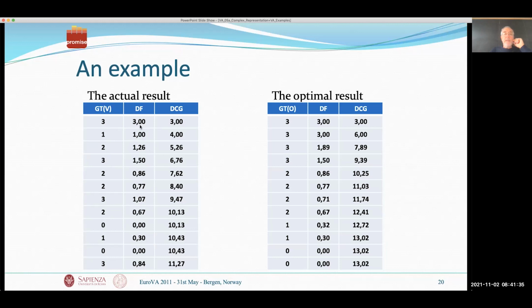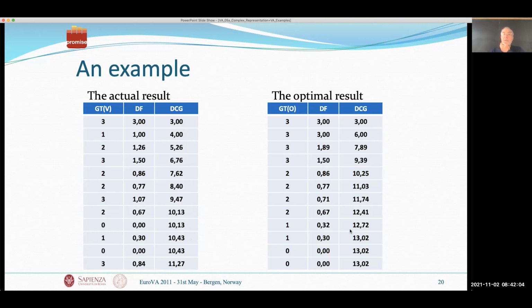That gives you the idea of what is the discounted accumulated gain. Each document has a different value for the user according to its position. The higher, the best. And this is the gain that the user gets. I read this, I get this 3. After I read this, 4, 5.26, and so on. And in the end, having read all the documents, I get this total gain, 11.27.